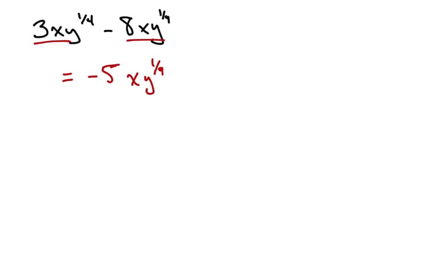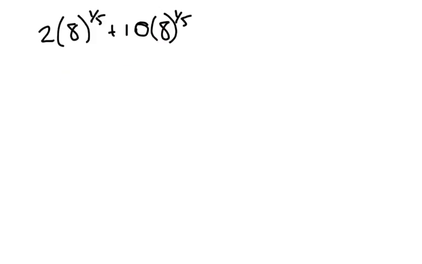Just like in every other example, what was under the radical stayed the same. We didn't mess with that at all. We're just saying how many of them we have.